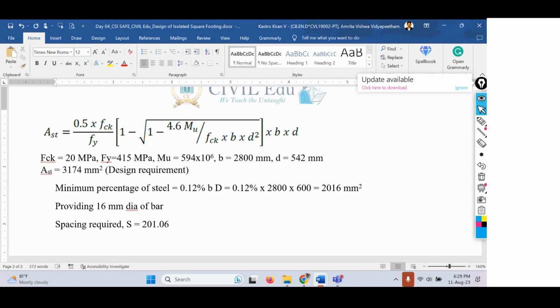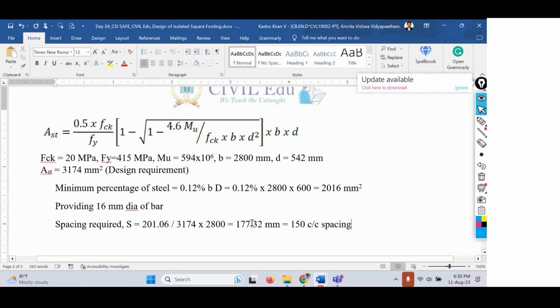Pi by 4 into 16 square will give us 201.06, that is the area of one steel bar, divided by the total area of steel, that is 3174. The design requirement, not the minimum steel, is what we have to use. So 3174 mm square into the width of the footing, that is 2800, will give us the spacing of the steel as 177.32 mm. We can round off this value to, let's say, 150 mm center to center spacing.